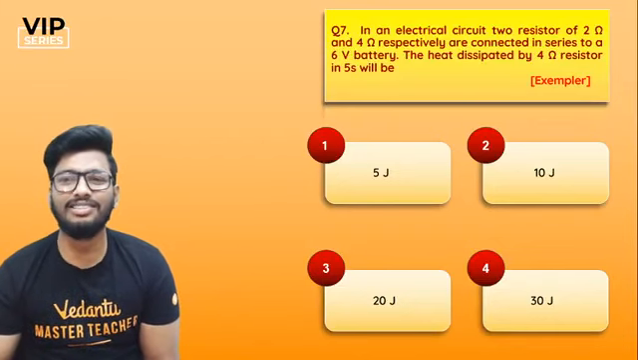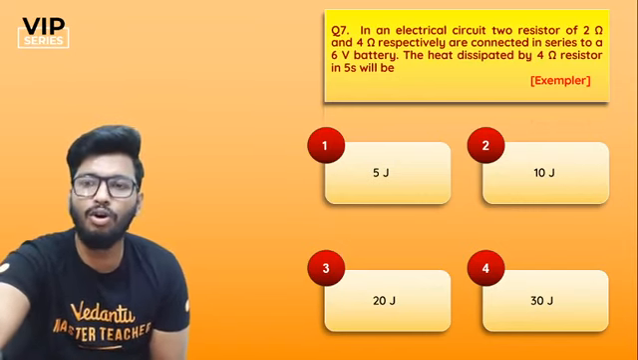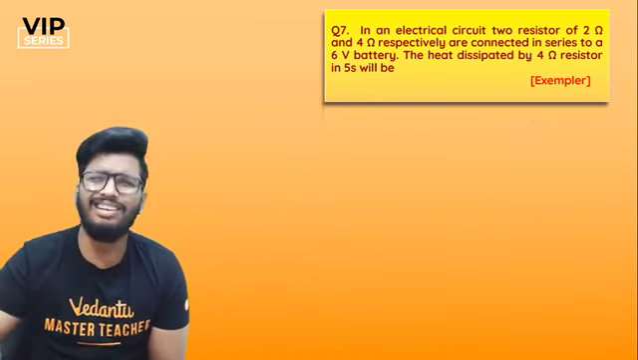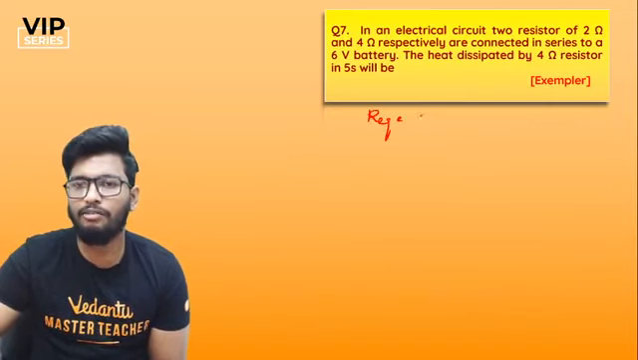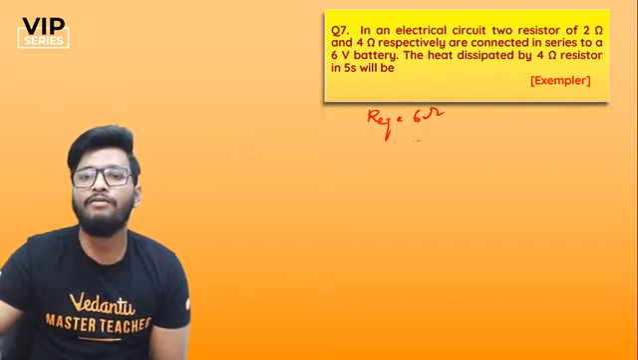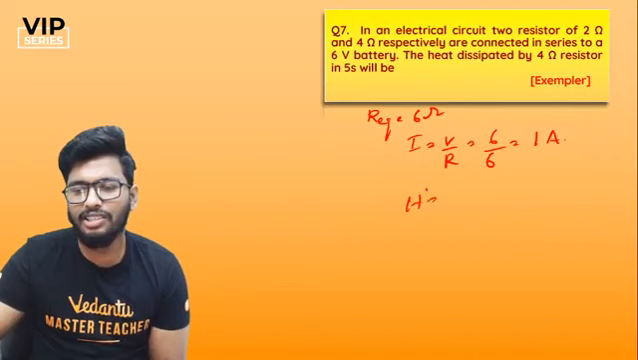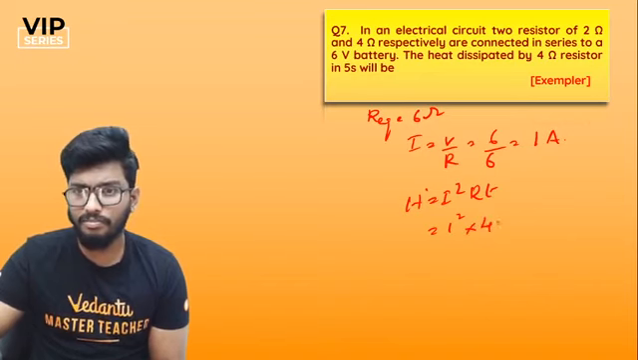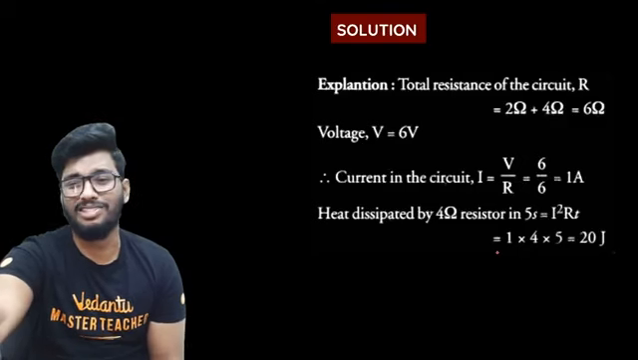In an electrical circuit, two resistors of 2 and 4 ohms respectively are connected in series to a 6-volt battery. The heat dissipated by the 4 ohm resistor in 5 seconds will be what? 5 joules, 10 joules, 20 joules, or 30 joules. Another easy question. First of all, if they're connected in series, what will be the equivalent resistance? R equivalent would be 6 ohms, because it'll be 2 plus 4. First of all, find out the current. Current is equal to V by R. Voltage is 6, resistance is 6, so the current will be 1 ampere. Now use the formula H is equal to I square R T. I is 1, so 1 square, into R is 4, into time taken is 5 seconds. So 5 fours are 20. So 20 joules would be the answer for this question.